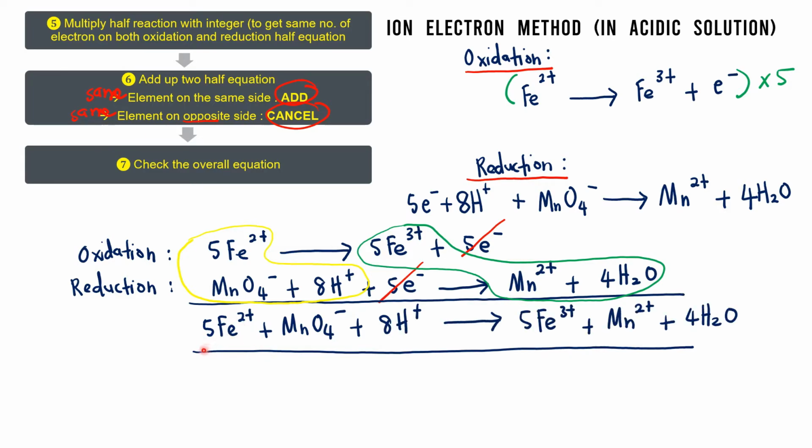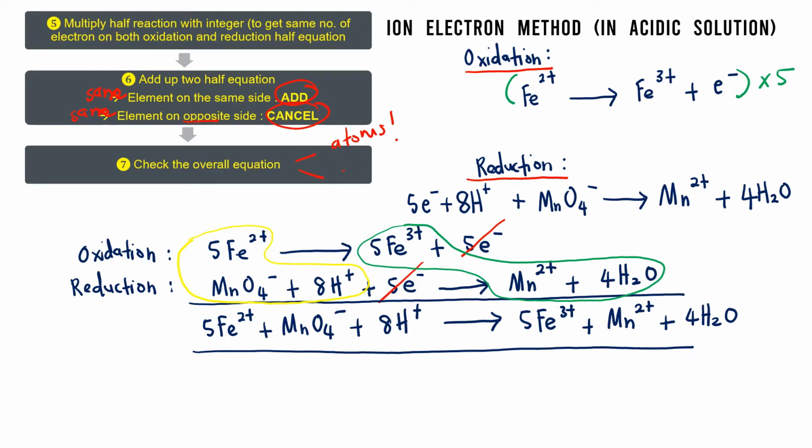So this is our overall equation or full equation. So the one yang we cancel just now, okay, takkan berada dalam our full equation anymore sebab kita dah cancel. Cancel means tolak. Okay, so now the last step is you have to check the overall equation. So what you have to check on this overall equation, of course, you have to check atoms. Okay, make sure they are balanced at both left and right side of the equation.